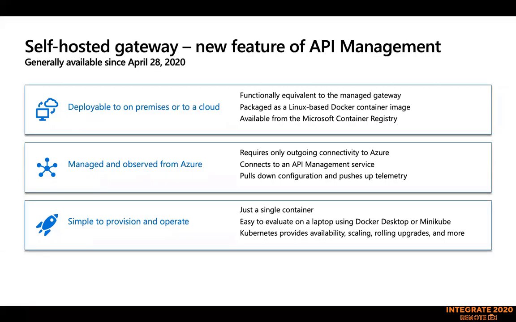It is really easy to evaluate it on your laptop using Docker Desktop or Minikube. I'll be using Minikube in today's demo. And a Kubernetes cluster is the best deployment environment for your production needs. Kubernetes makes the heavy lifting of ensuring availability, scaling, rolling upgrades, and things like that super easy.